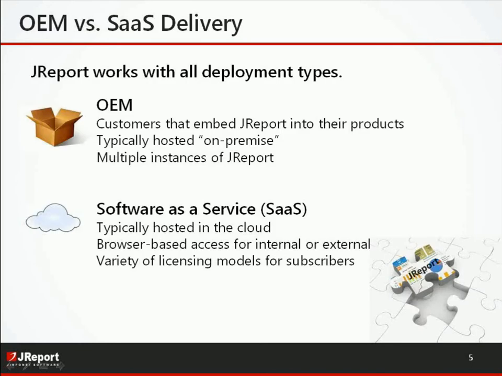And to frame the discussion, most of these terms are very self-explanatory, OEM and software as a service, but I just want to define them moving forward. OEM customers, we refer to customers that embed JReport into their products. They're typically hosted on-premise and have multiple instances of JReport that they're shipping to their customers. Software as a service, hosted in the cloud, offering their users browser-based access for internal or external users, and typically have a variety of licensing models for their subscribers.